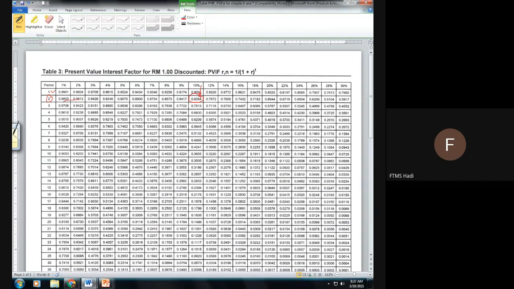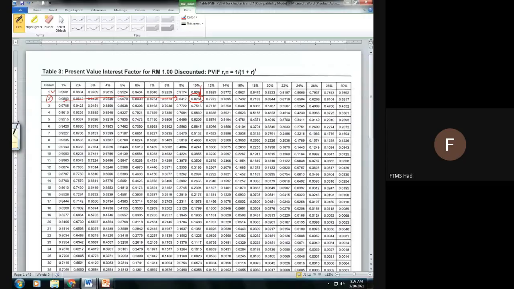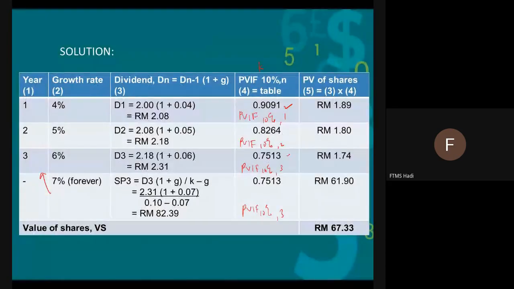0.8264. This one. And the last one 10% 3. Ni 10% 3. Tengok bawah je lah. This one. 0.7513. And then bring it to the table. This one. Okay. So done with this one.